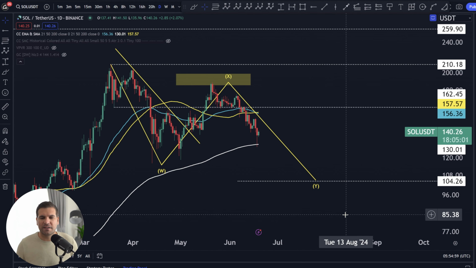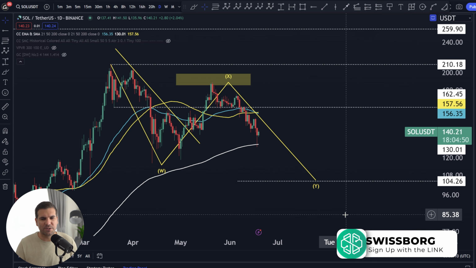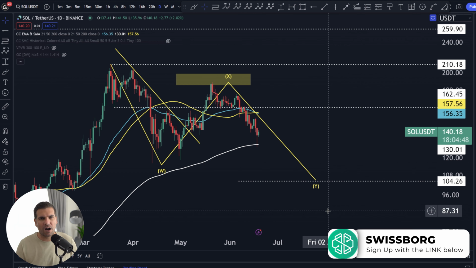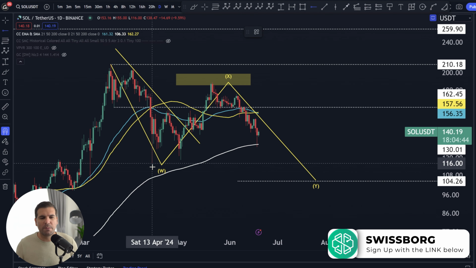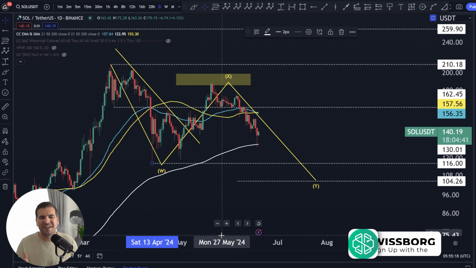Now, I'm not guaranteeing that we're going to go down to $104, because it's very unrealistic to have guarantees in any shape or form when it comes to crypto. But what I do want to say is there's a high probability that we do move down to this area, in my humble opinion. My minimum expectation, though, would get met at $116 for a double bottom scenario.